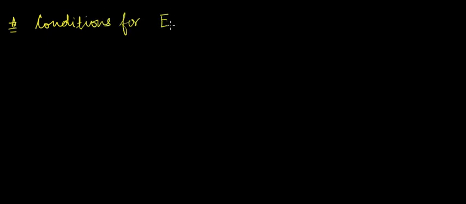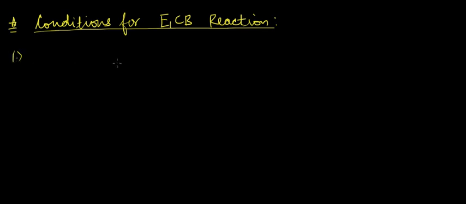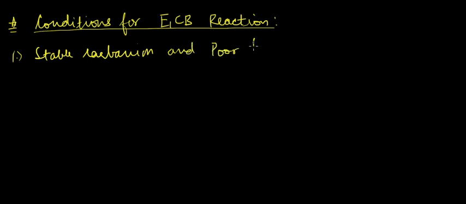Conditions for E1CB reaction. Okay, so the first condition is obviously a stable carbanion and a poor leaving group. Okay, the second condition: E1CB reactions are very rare reactions because organic compounds are weak acids.